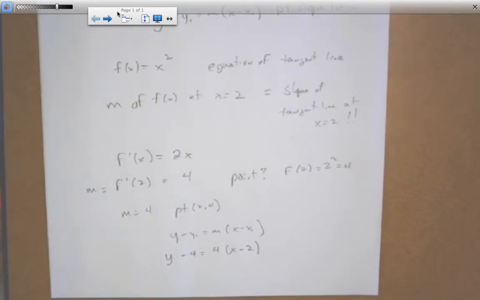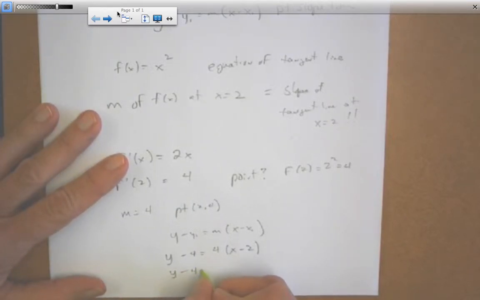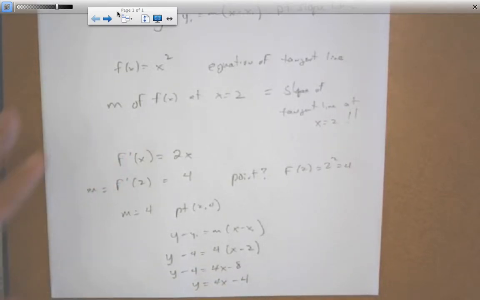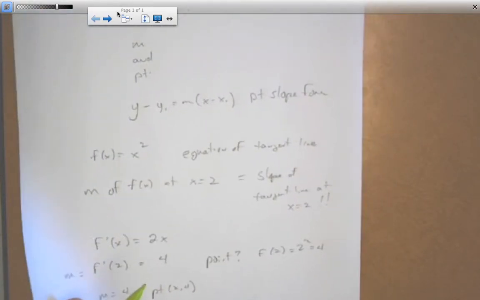You found the equation of the line. You don't need to do anything else unless you're asked to do it. It's kind of nice to put it in function form in case there's something else you need to do. So y equals 4x minus 4. And notice I worked a different value than the example in the book. They found the equation of the tangent line at negative 2. I found it at 2. So it's a little bit different example.